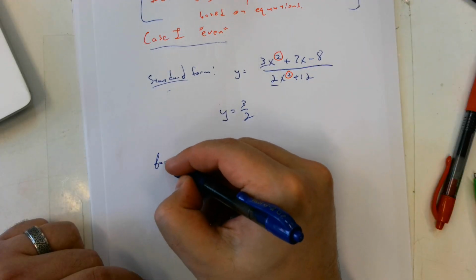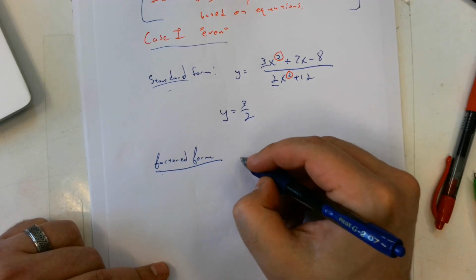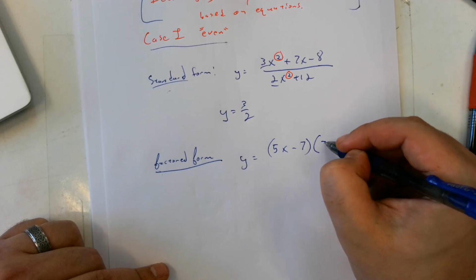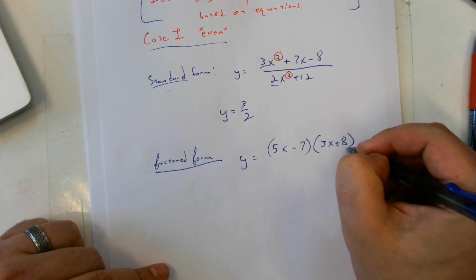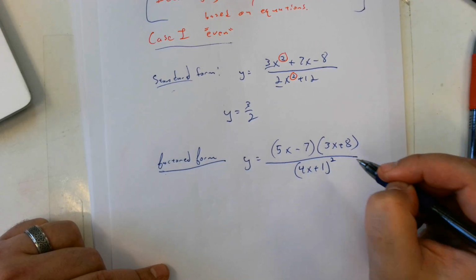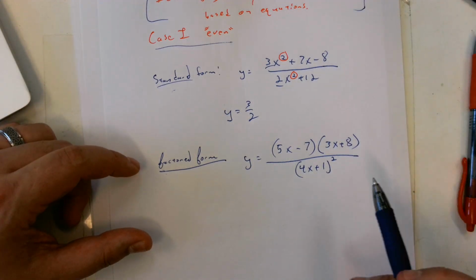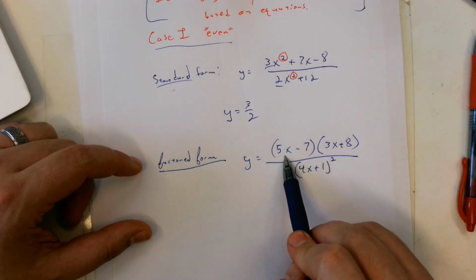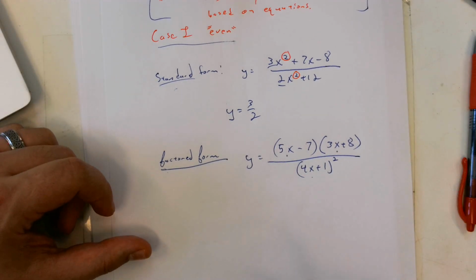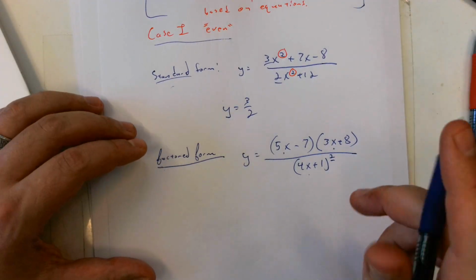If I'm in factored form, y equals 5x minus 7, 3x plus 8 over 4x plus 1, well, squared. How do I know that this is case 1? Well, I'm in factored form, so I'm going to count my x's. 1, 2 on top. Mr. Slaney, I only see 1 on bottom. However, there's really 2 there because of that square. So this is case 1 still.